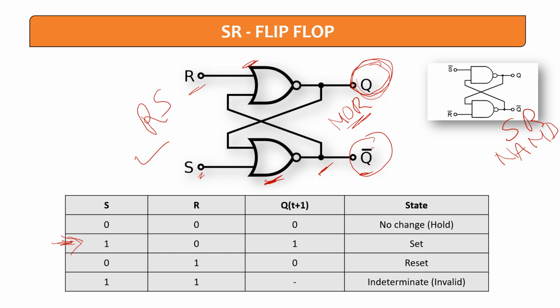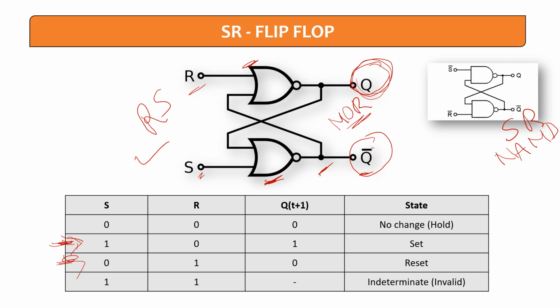Now let's consider the second state, that is S equal to 0 and R equal to 1, this third row. Similar to the arguments we have already discussed, the outputs become Q equal to 0 and Q dash equal to 1. That means the flip-flop is reset. If this point is on, then this is off, and again I'm resetting my output, so my state will be the reset state.